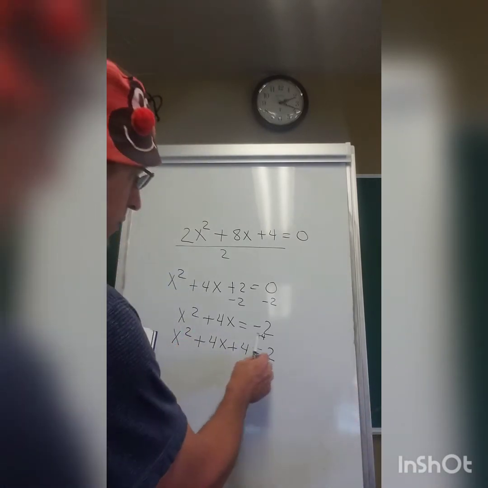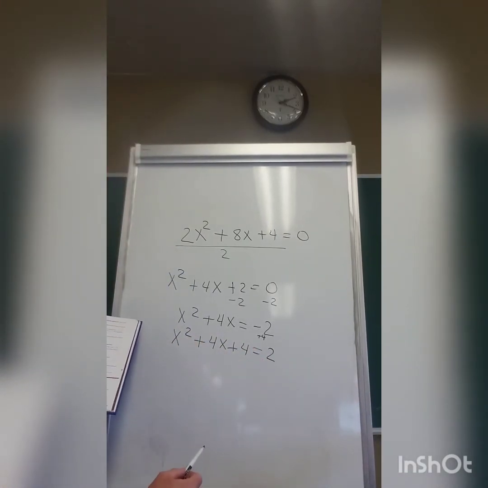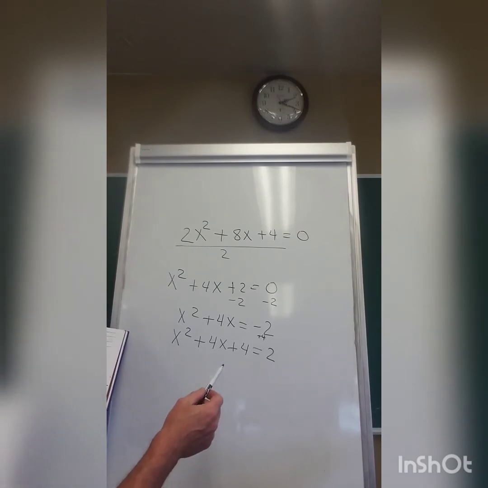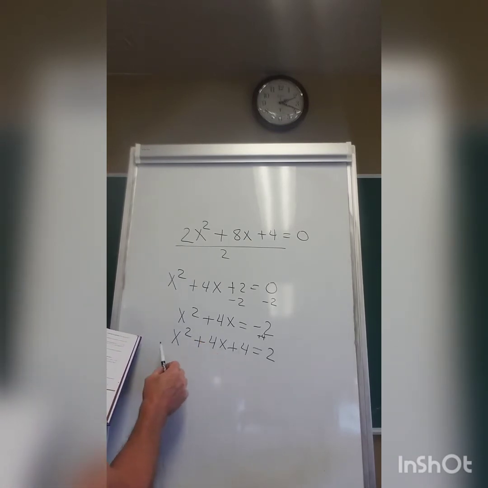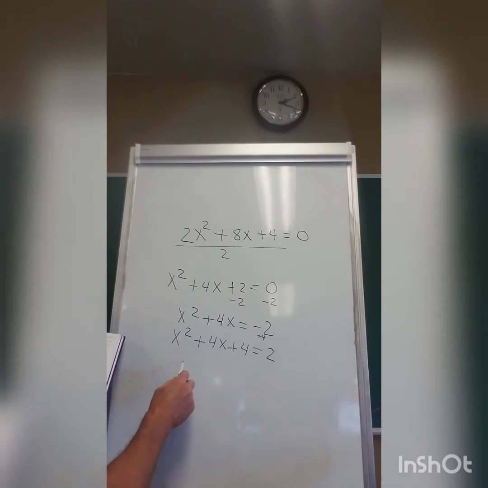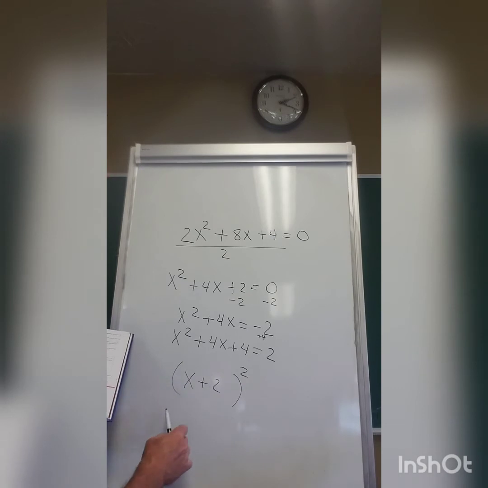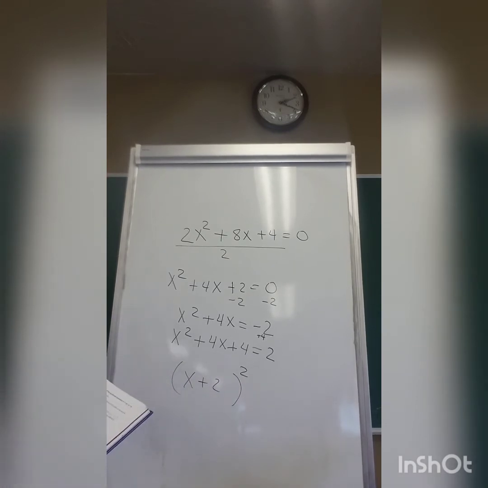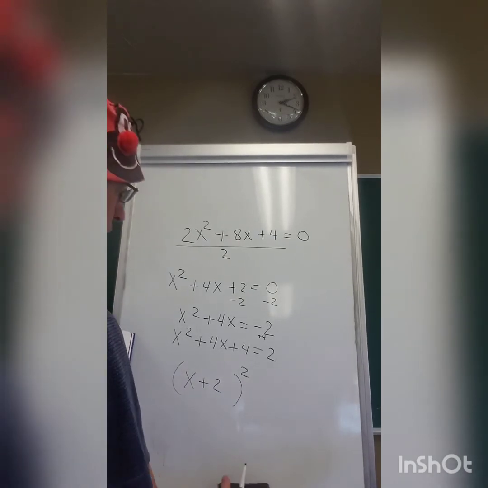Now you have this term. So once you're done with that, this should be a perfect square. Check it out. Is it a perfect square? X plus 2 squared. Yes, it is. Okay, so that's the other one.